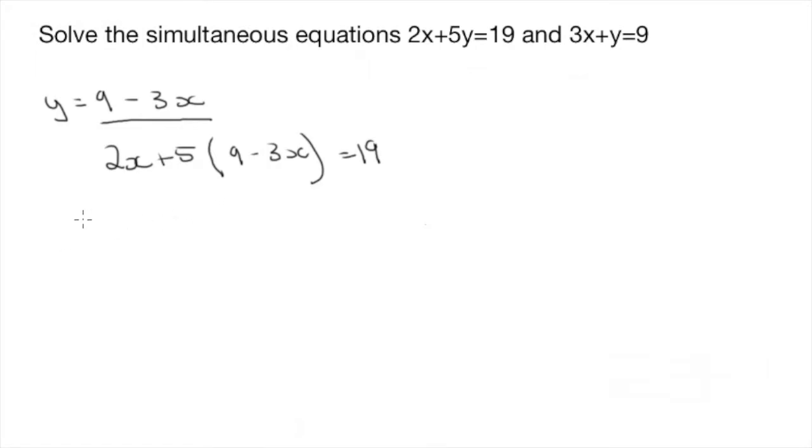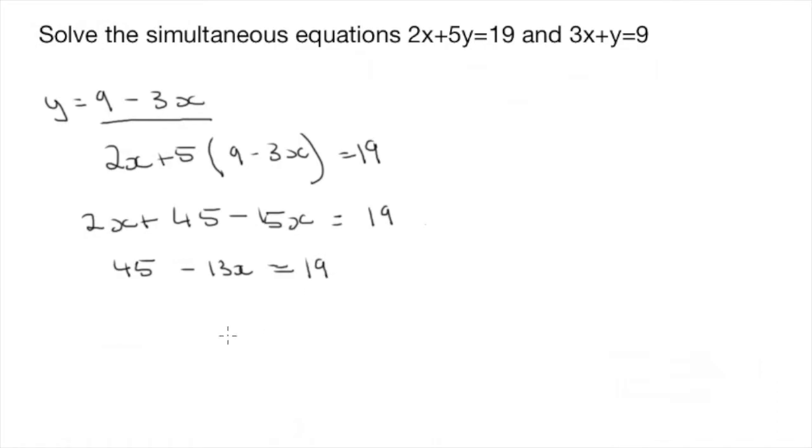Okay, so then it's simply just expand out the bracket, so you'll get 45 minus 15x is equal to 19. And I'll collect the x terms. So I've got a 2x and I've got a minus 15x. It'll give me a minus 13x. That's equal to 19.